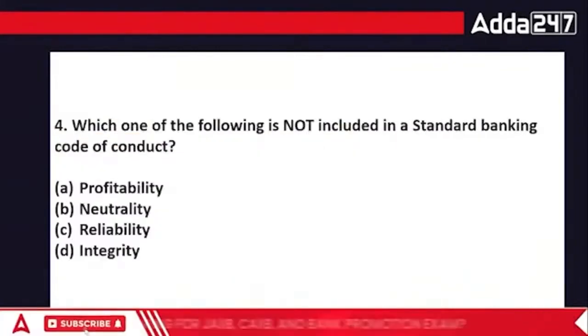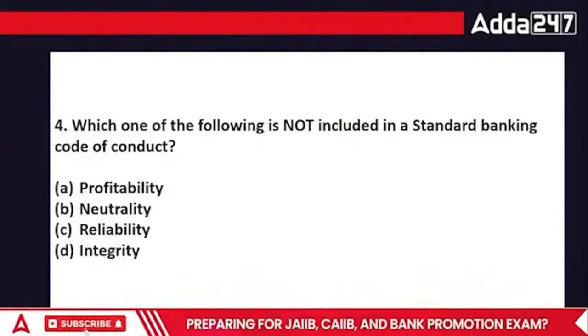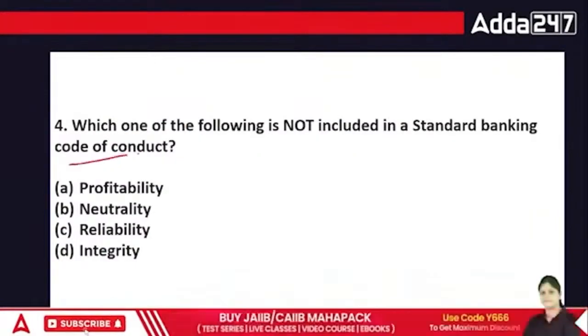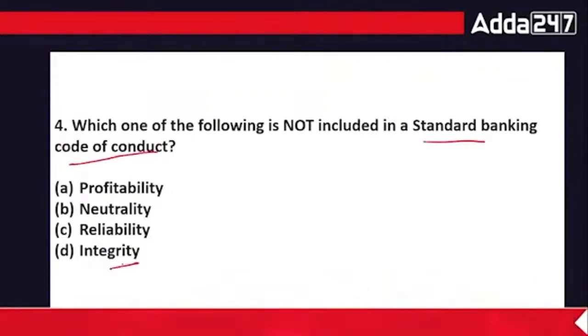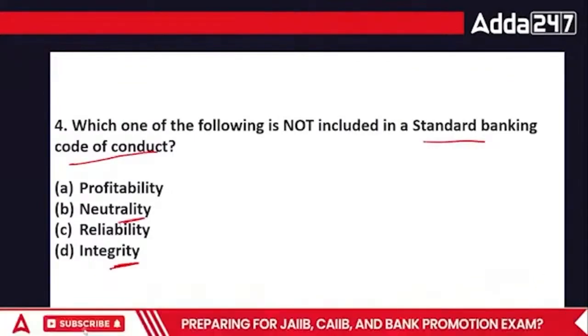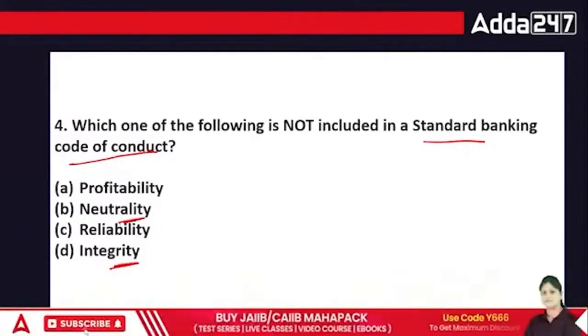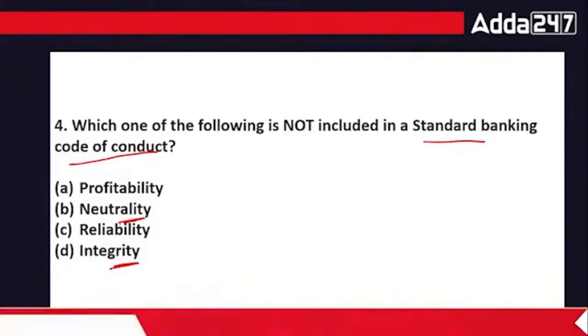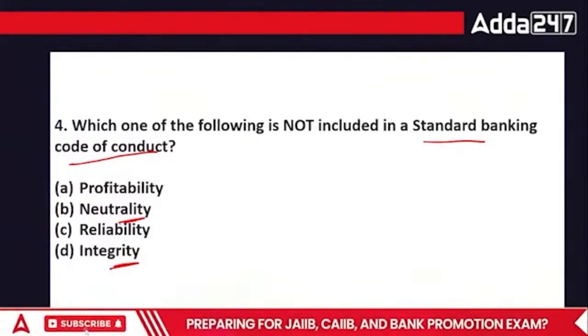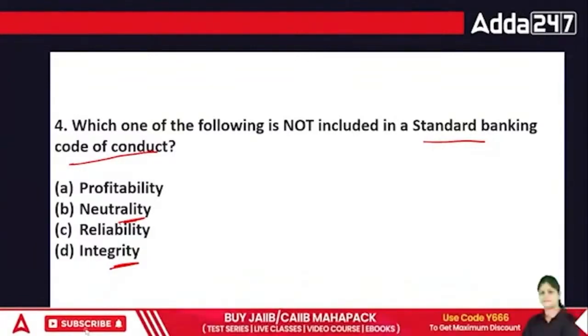Now, what is the fourth question? Which one of the following is not included in the standard banking code of conduct? See, in the standard banking code of conduct, of course integrity is there, neutrality is there. Tell me which one is not there. I have already given you the hint. Neutrality is there, reliability is there, integrity is also there.